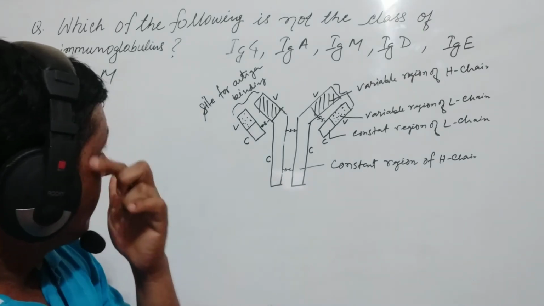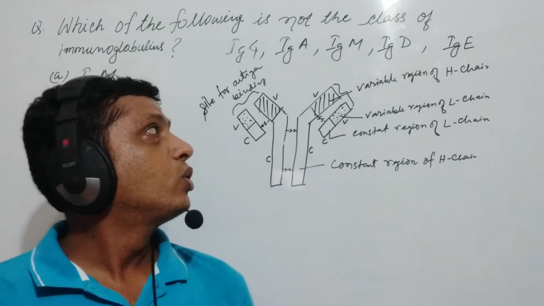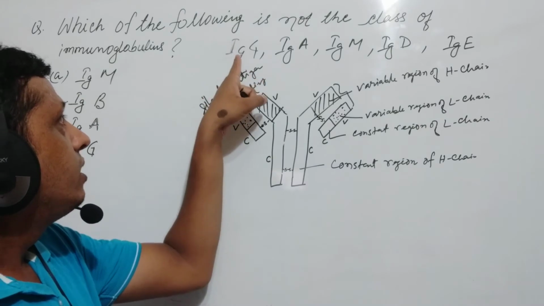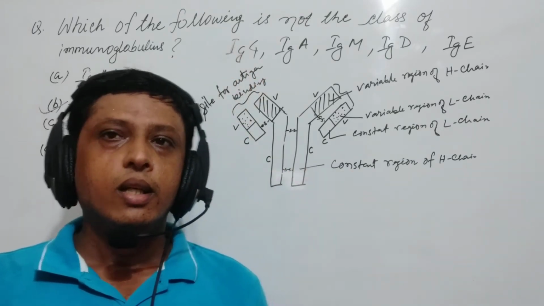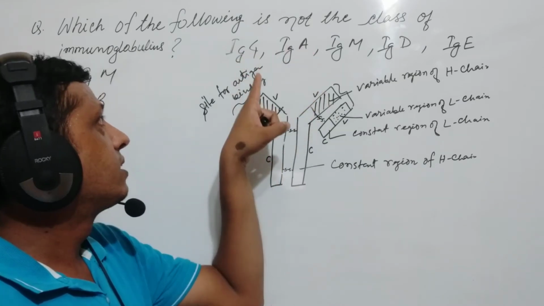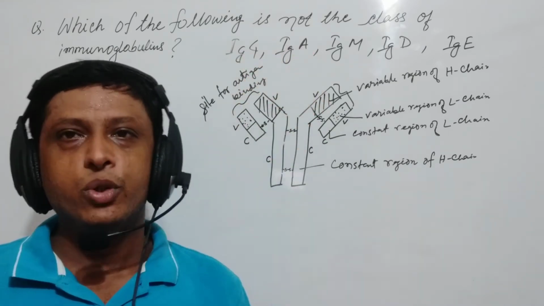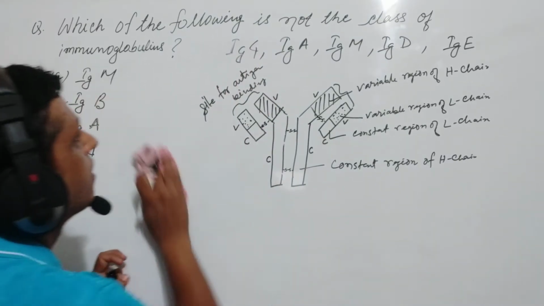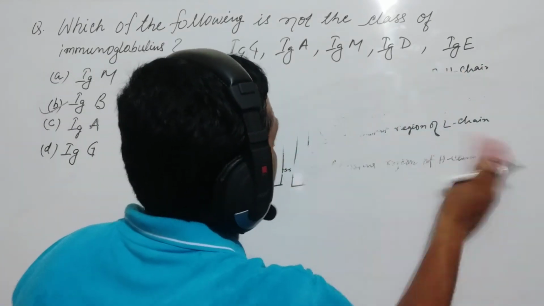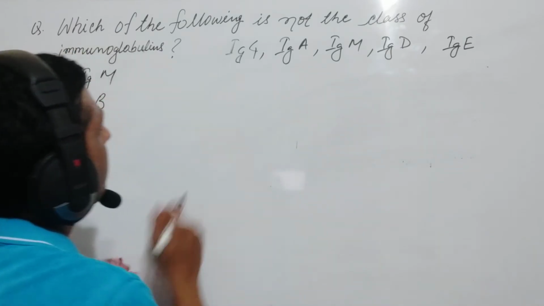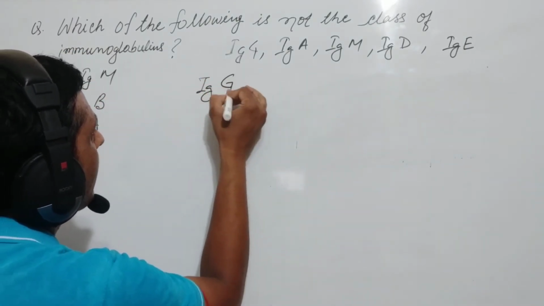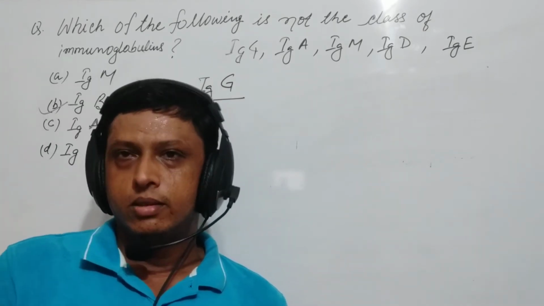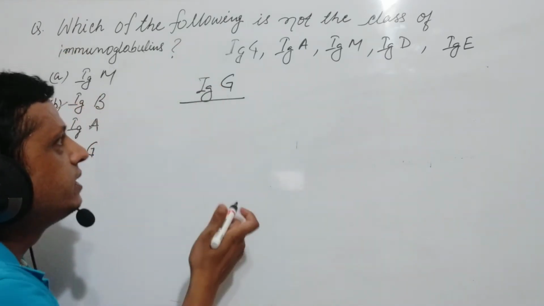Now move to the different classes of immunoglobulins, that is IgG, IgA, IgM, IgD and IgE. Ig stands for immunoglobulin, and the capital alphabet stands for the heavy chain of that immunoglobulin. In case of IgG, Ig stands for immunoglobulin and capital G stands for gamma heavy chain. The heavy chain is gamma heavy chain, that's why it is called IgG.